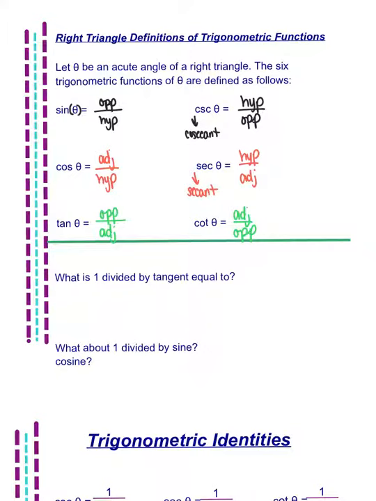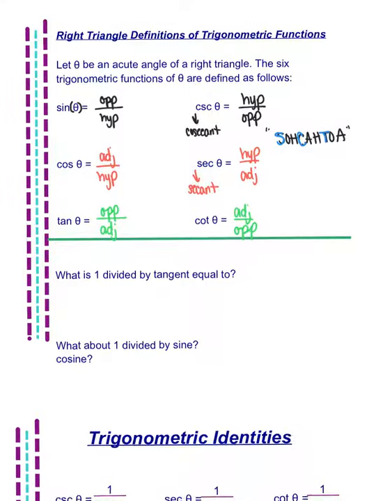I am willing to bet you have probably heard of SOHCAHTOA. I feel like most of my students come in saying this catchphrase, SOHCAHTOA, and it helps them remember the sine, cosine, and tangent. Sine is opposite over hypotenuse, cosine is adjacent over hypotenuse, tangent is opposite over adjacent. And then for the new three trig functions, you need to know which ones are reciprocals of each other.